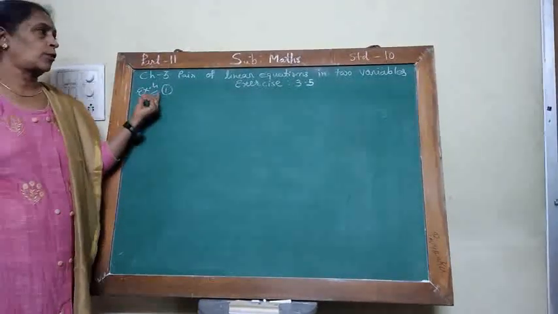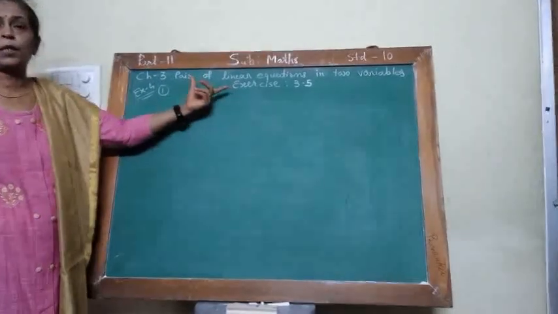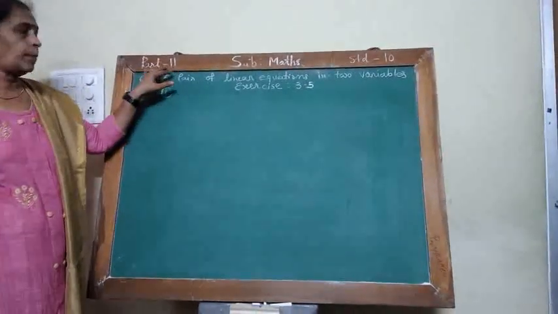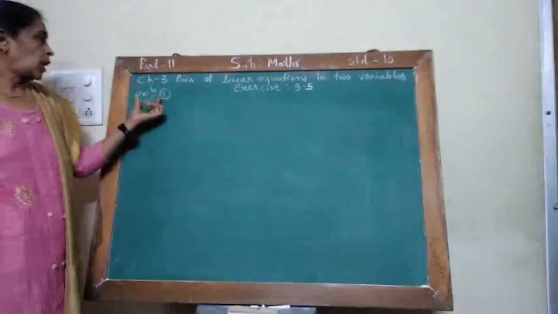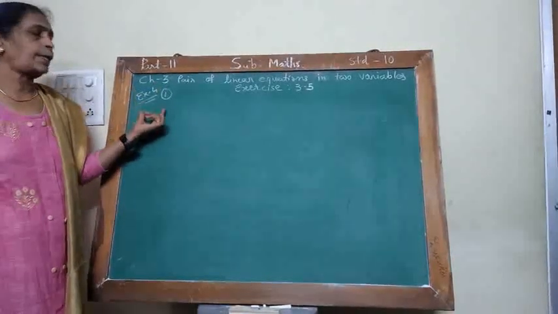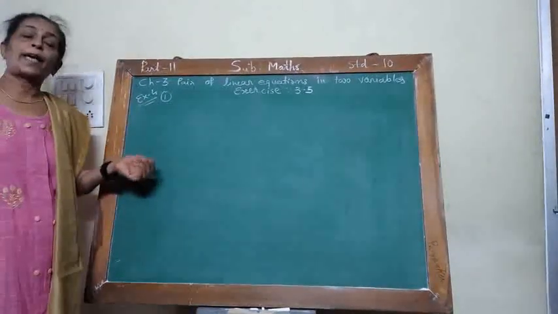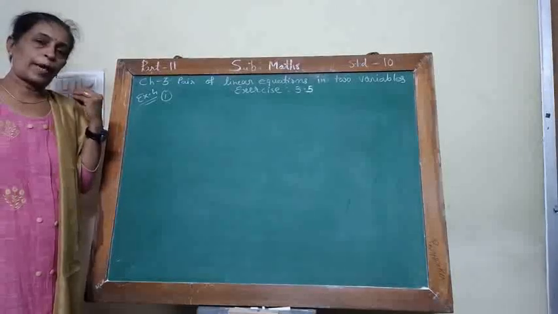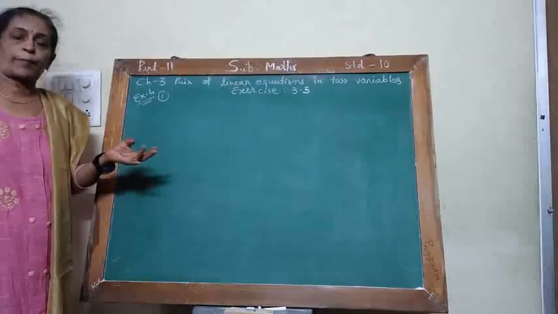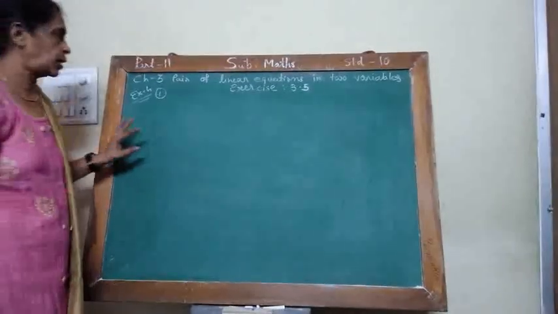Start example 4 of exercise 3.5 of chapter 3, pair of linear equations in two variables, math standard 10, English medium, part 11. In example 4 there are 5 sub-examples, and they say form a pair of linear equations and then solve it by any algebraic method. Means you may solve it by graphical method, elimination method, substitution method or cross multiplication method. Any method, if a solution exists, then solve it by any method.